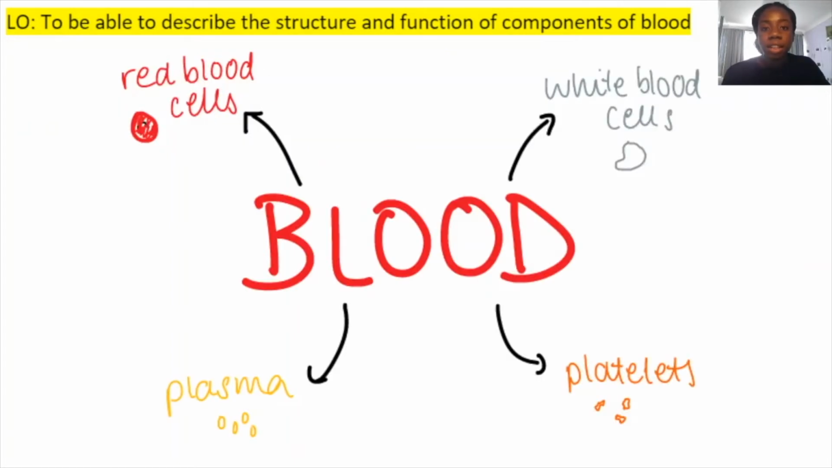So these are the main four components of blood. First of all, we've got our red blood cells, which are pictured as shown on the screen, and we've also got white blood cells. Then in terms of the other components, we have plasma, which is the liquid component of blood, and then also platelets, which are essentially small fragments of bigger cells.